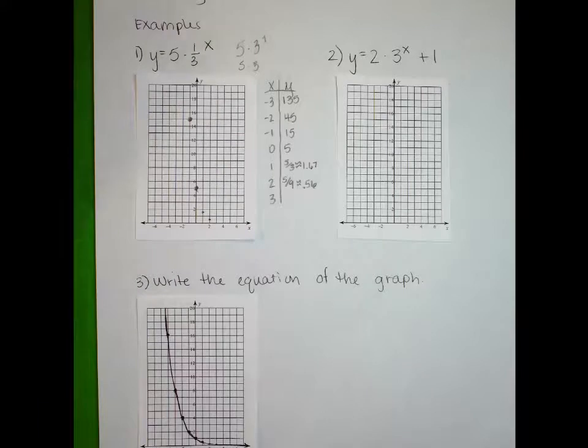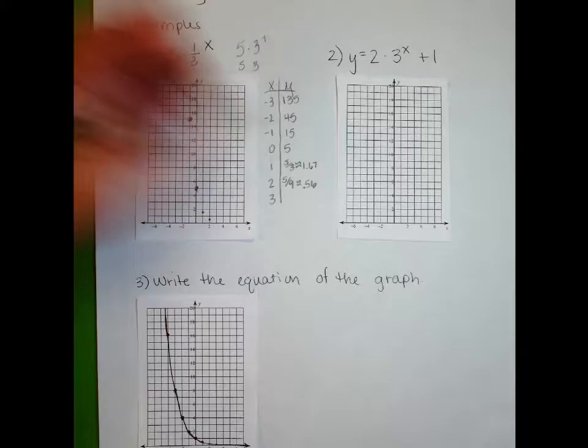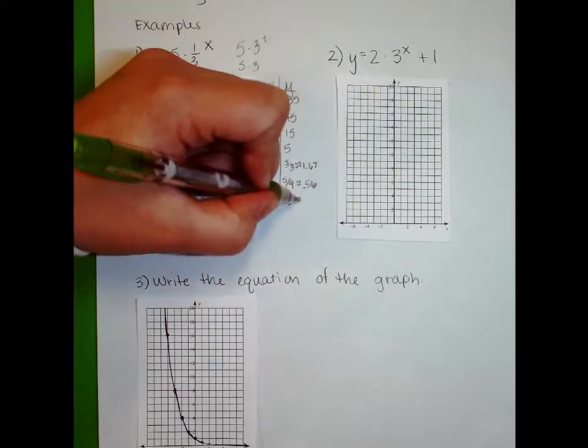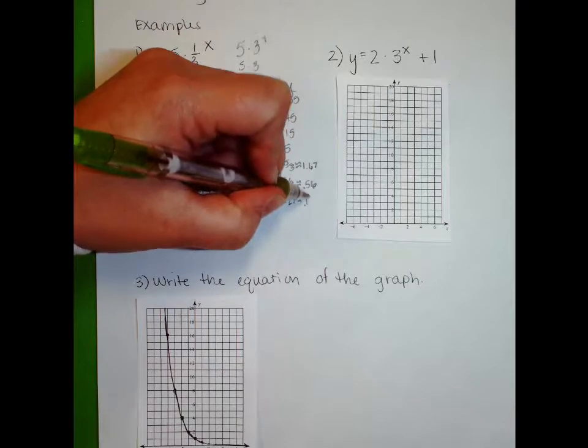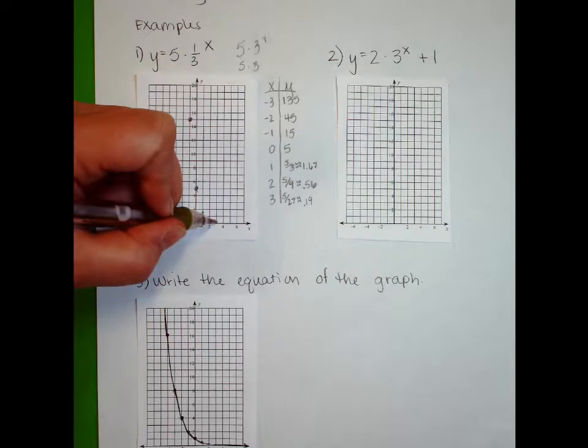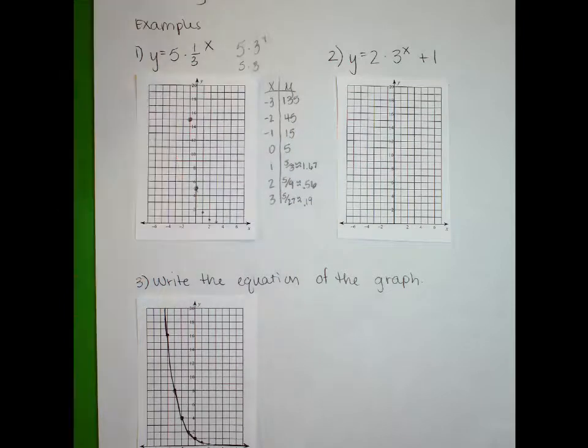And then try 3. So the cubed goes to the 1, and it also goes to the 3. So we end up with 1/27 times 5, which would be 5/27, which is approximately 0.19. So I'd say go to about 1/5 on your graph.